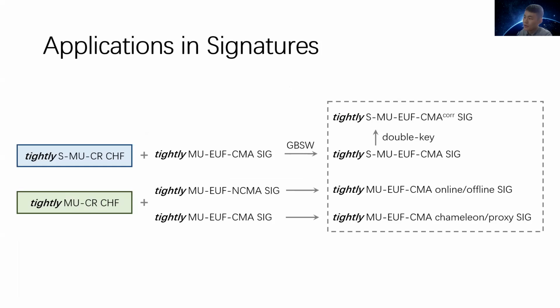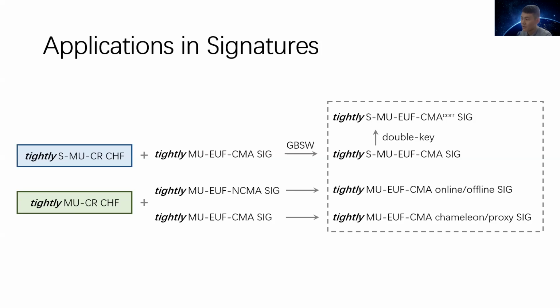By using our tightly secure Chameleon hash functions like CHF-DL, CHF-RSA, and CHF factoring, it's possible for us to get a variety of signatures with tight security. First, we extend the GBSW transform to the multi-user setting with the help of tightly SMUCR secure Chameleon hash functions. The extended GBSW transform lifts a signature from unforgeability to strong unforgeability in the multi-user setting. The resulting strong multi-user EUFCMA secure signature can be used in group signatures, CCA secure encryption systems, and so on.